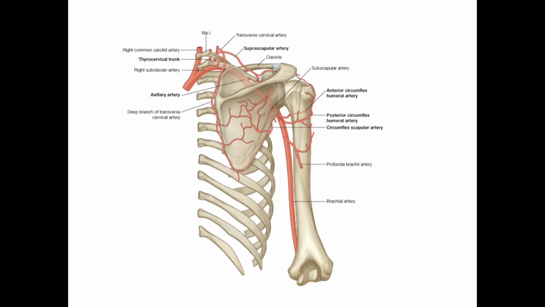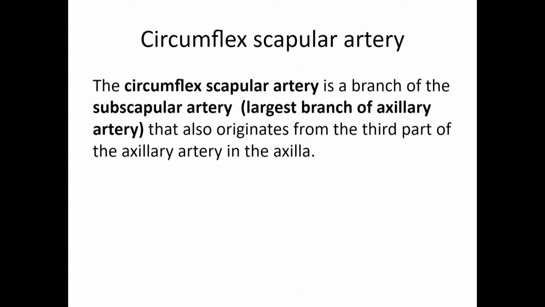So the next artery that we will be discussing is the circumflex scapular artery. It is a branch of the subscapular artery, and this is the largest branch of the axillary artery, which again originates from the third part of the axillary artery in the axillary region.